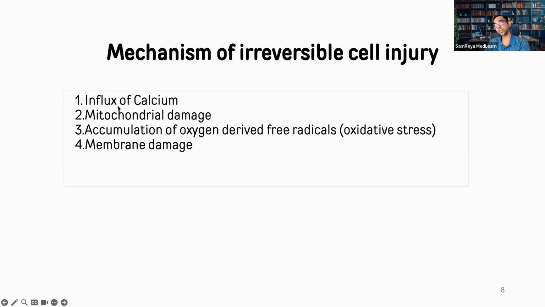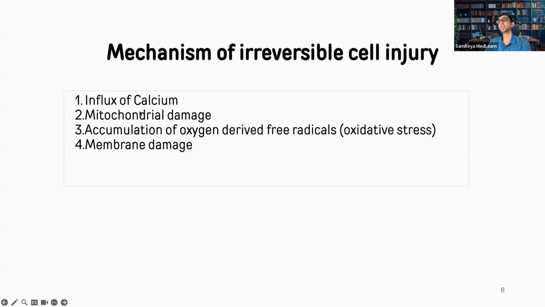Okay, so I've listed 4 points on the slide for you. Number one says influx of calcium. Number two is mitochondrial damage. Number three is accumulation of oxygen-derived free radicals. Fourth one is membrane damage.